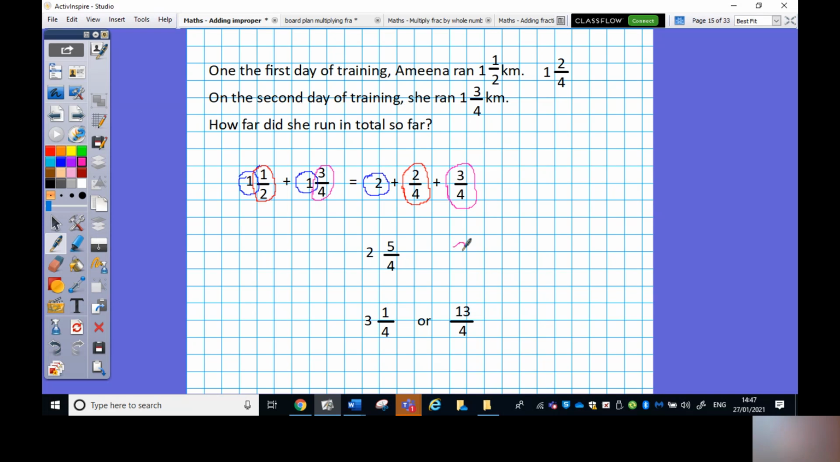So I know that actually that is 2 plus 1 and 1/4. That's right. If I were to add 2 plus 1, I would get 3, and then I would have 1/4. So my answer is 3 and 1/4. Or I can convert it to an improper fraction. So 4 times 3 equals 12. Good. Plus 1 equals 13/4. Either of these are correct.